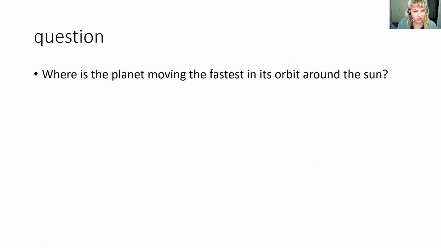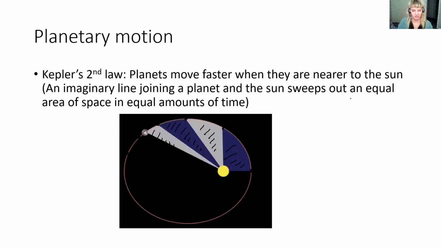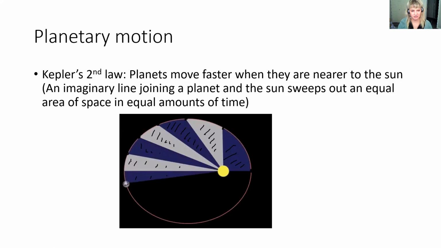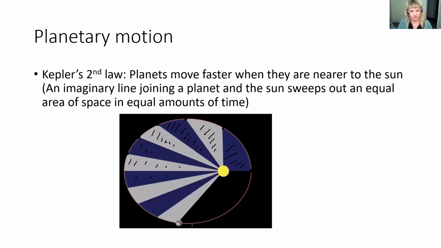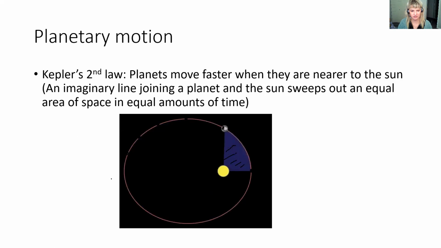Okay, so quick review. Where is the planet moving fastest in its orbit around the sun? Pause the video, give it an answer. Oops. Guess I didn't have to put the answer here. The planet is moving fastest in its orbit around the sun when the planet is closest to the sun. Remember our little animation here. It's going slow when it's further away, and it starts speeding up, speeding up, speeding up, and gets faster.